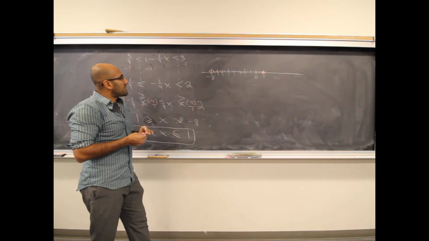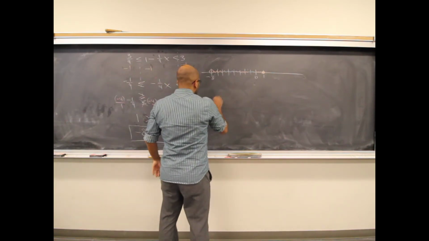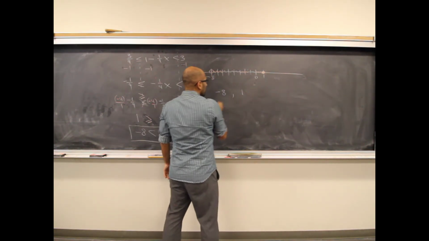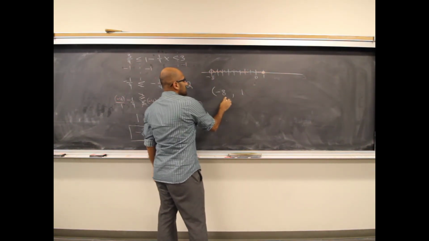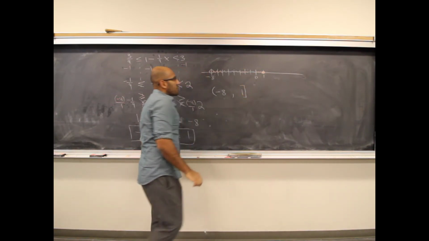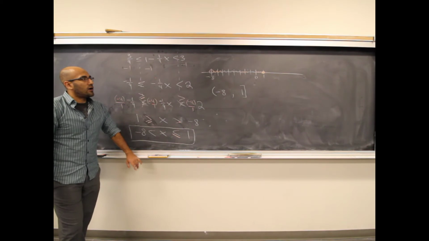Okay, so I can write it that way, or I can also write it in interval notation as this, negative 8 and 1, like this. And we put parentheses there to show that we don't include the negative 8, and a bracket there to show we do include the 1.